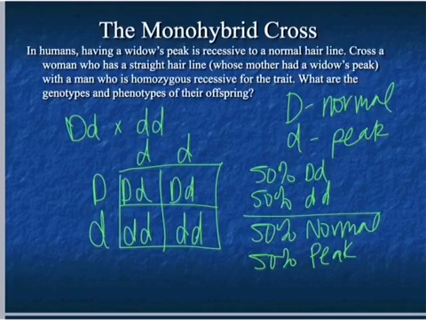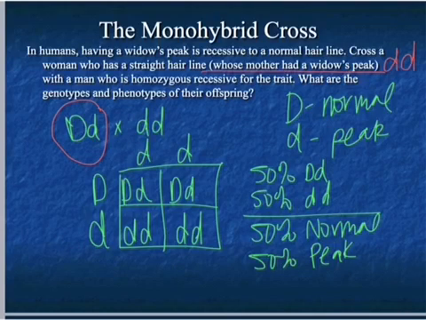Did you pause the video and end up with the same answer that I have? One question you might be wondering is how I knew the genotype of the woman, since it just says that she has a straight hairline. But the problem does tell me that her mother had a widow's peak. If her mother had a widow's peak, she must have been homozygous recessive and only had little d's to donate. So that lets me know that the woman must be heterozygous. Go ahead, fill in that Punnett square, and you should find 50% of their children would have a normal hairline and 50% would have a widow's peak.